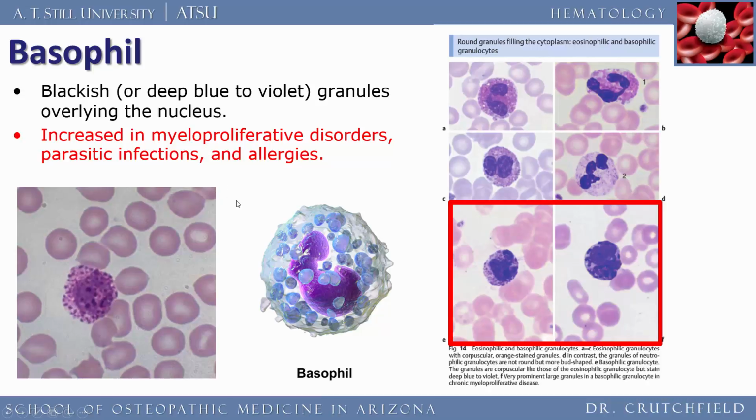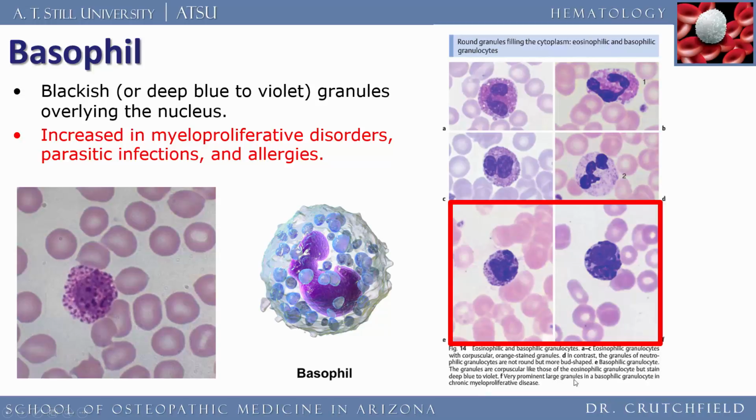So here's our basophil. Again, these are granulated white cells, remember. Here, a basophil has deep blue or violet granules. So I'll buy that here. These are our deep blue or violet. And they tell us here that these are basophilic granulocytes. The granules are corpuscular, like those of an eosinophil, but they stain deep blue to violet. Again, to me, they all look the same color on these pictures.